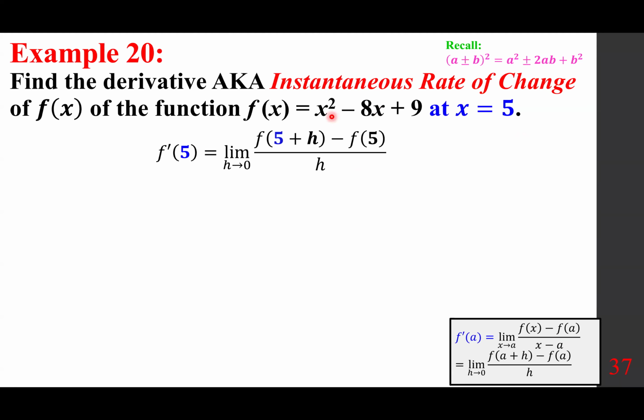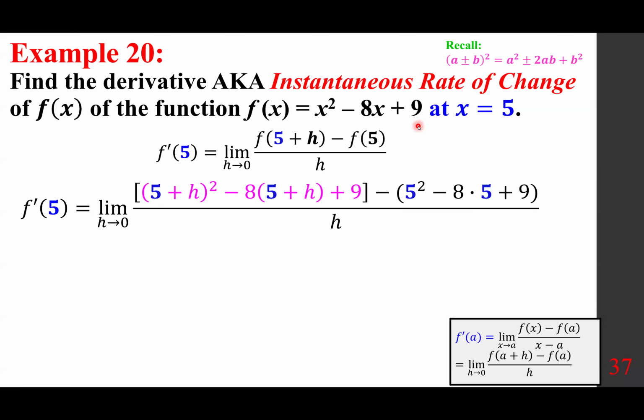So let's plug in 5 plus h here. We get (5 plus h) quantity squared minus 8 times (5 plus h) plus 9. And let's plug in 5: 5 squared minus 8 times 5 plus 9. So I hope you realize, basically, you can ignore the limit, simplify this, and then plug it into the limit. But it's important you have to follow the limit eventually.